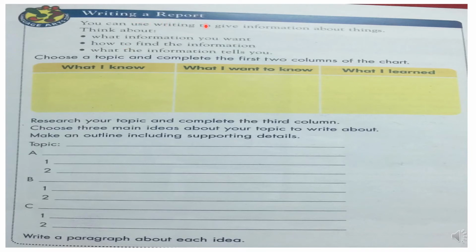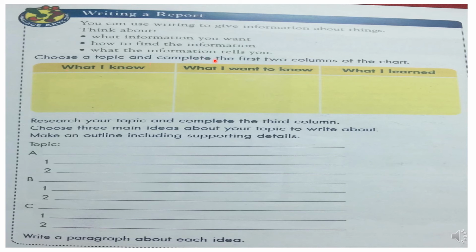Writing a report. You can use writing to give information about things. So you have to think about what information you want, and how to find the information. You will read a book to find the information, or you will search the net, or you will ask your parents. What you learn from this information.